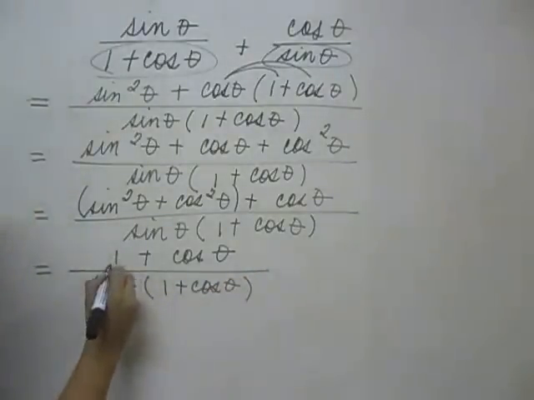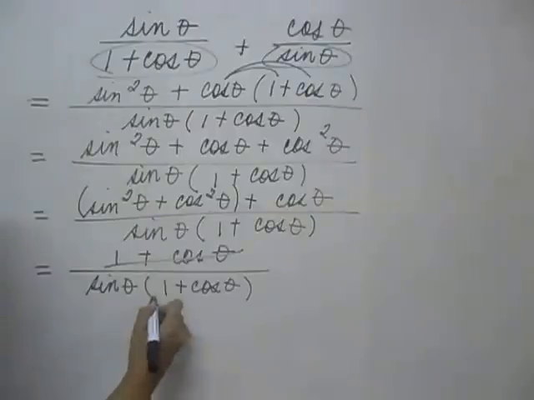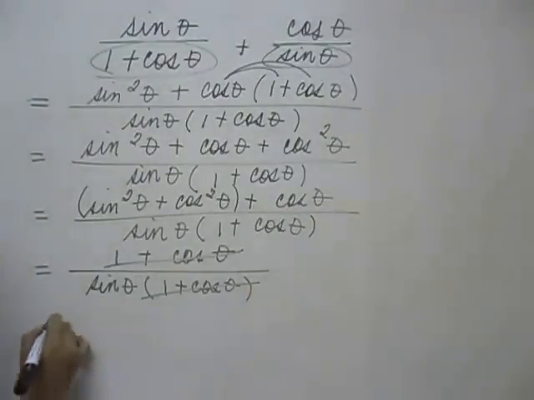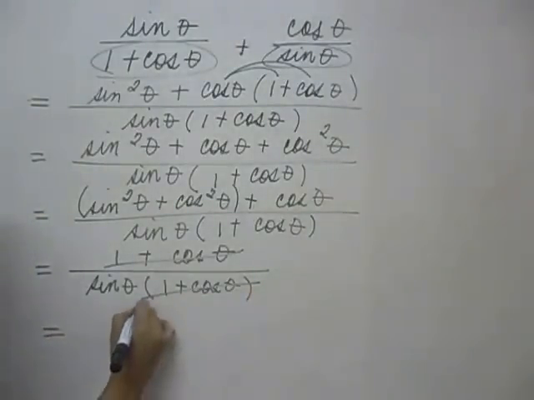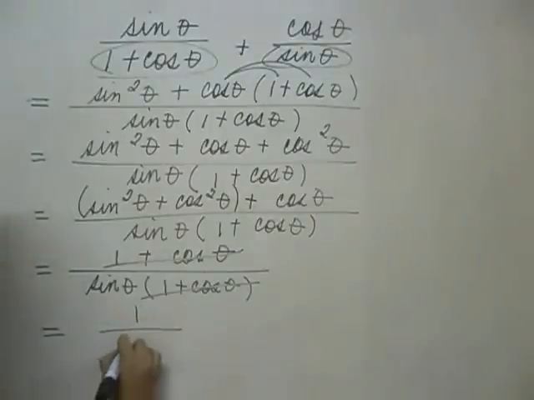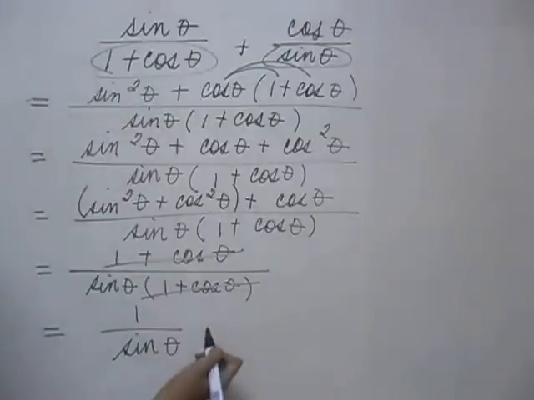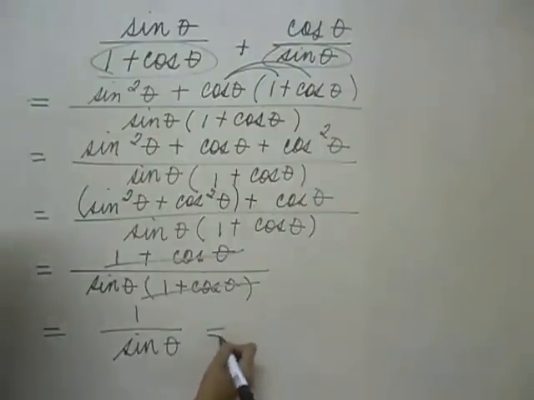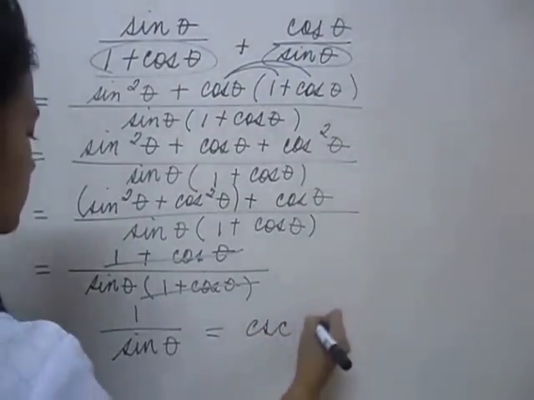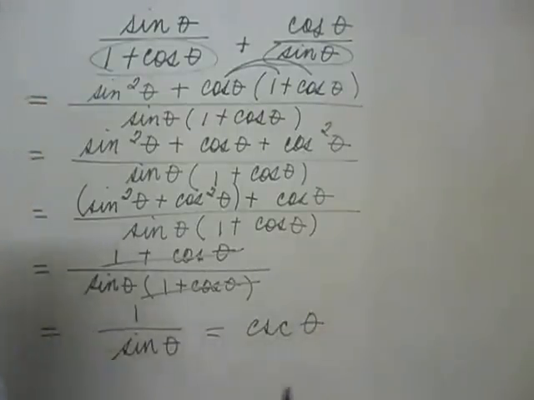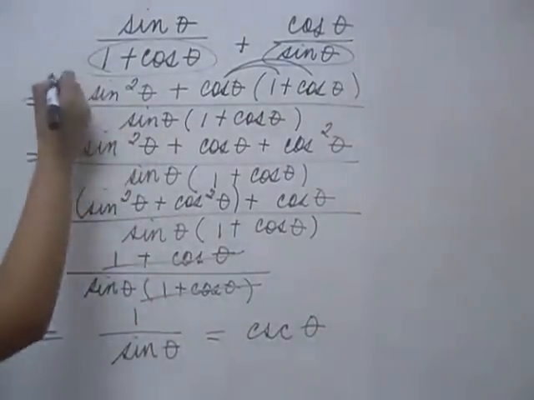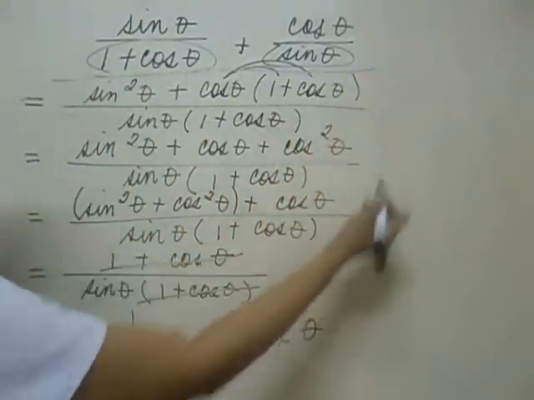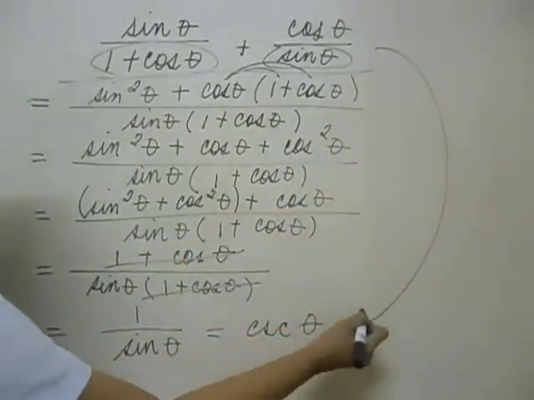We can cancel 1 plus cosine theta. What remains is 1 over sin theta. By reciprocal identities, isn't it that 1 over sin theta is equal to cosecant theta? Therefore, the simplified form of this expression is cosecant theta.